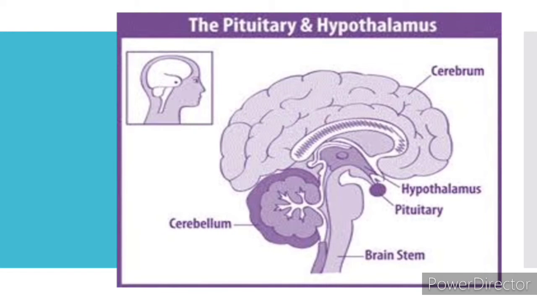The pituitary gland lies in a bony walled cavity, the sella turcica of the sphenoid bone at the base of the skull, as you can see here, and is closely associated with the hypothalamus of the brain.